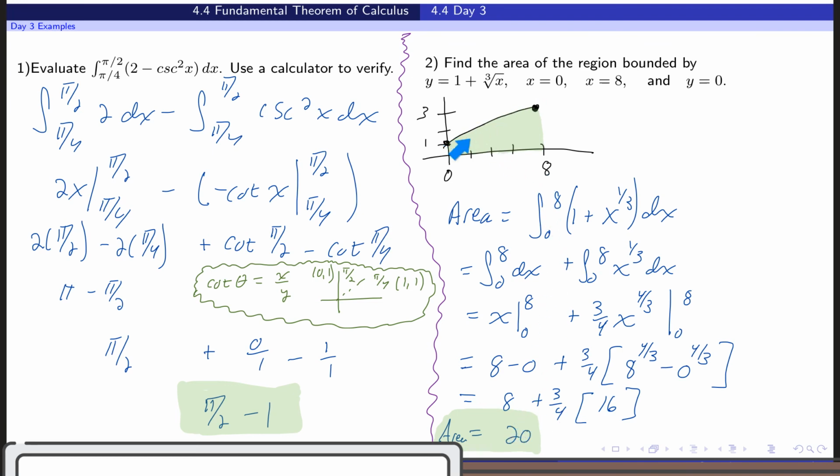So despite the fact that this is kind of a messy function, a cube root function moved up 1, the area underneath that curve between 0 and 8 is a perfect 20. Okay, most of day 27 is just you practicing your skills before we learn one final topic for the fundamental theorem of calculus in the next video.